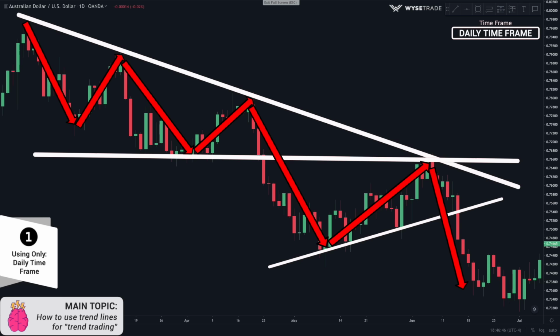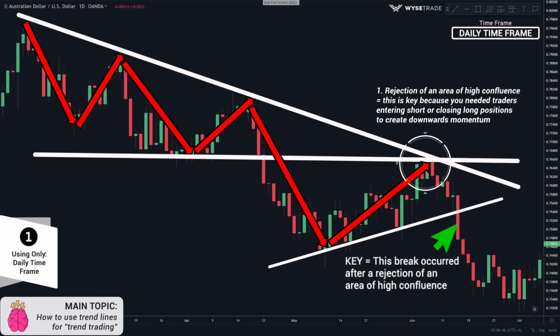Now, the most important point here is that the break of the short-term trendline occurred after the rejection and bounce from an area of high confluence, or else you would have just had a short-term trendline break and nothing else. Now, this is a lot to take in, so let's recap this one more time to drive the point home.